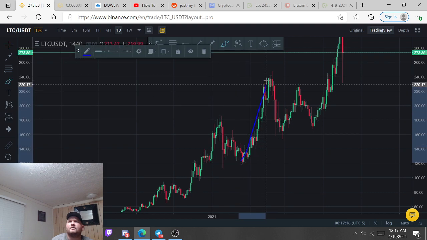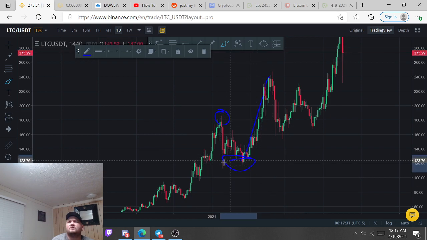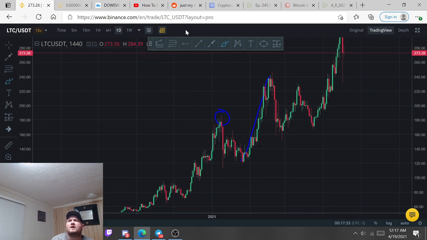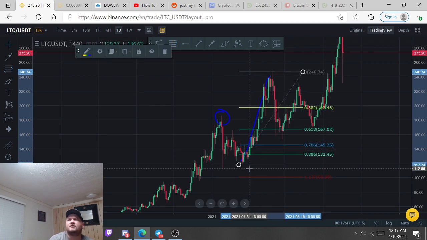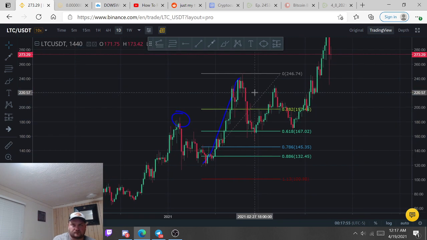this leg right here. This leg was an impulse leg for me. Why? Because it broke previous structure high. And this was my new low. So the way I got 170 was I pulled my Fibonacci from here to here, my low at 112, and my new high at 140. And I said, if we pull back here to 170, I'll buy. And I was able to pick up a few coins, me and my brother. But yeah, this was my impulse leg, like, because it broke previous structure high.